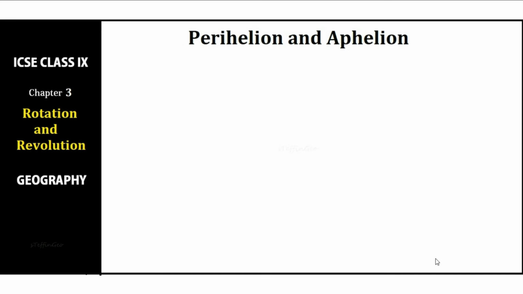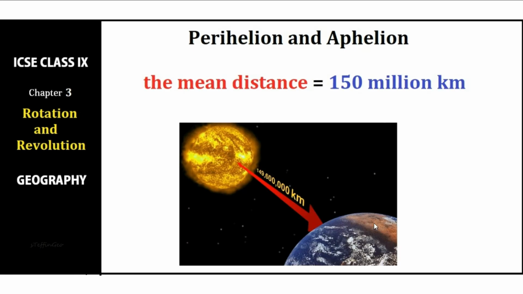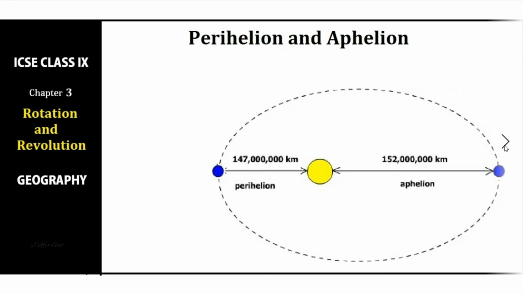Now another term which is related to this one is the perihelion and aphelion. These two terms indicate two positions of the Earth. The mean distance, the average distance from Sun to Earth, is approximately 150 million kilometers. Why the mean? Because we already know that the shape of the Earth's orbit is not exactly circular, it is elliptical. At one point of time, Earth will be close to the Sun and at the other it will be the farthest from the Sun.